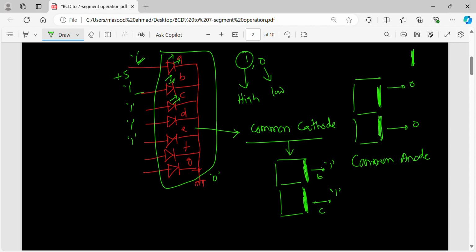If it is common cathode, give the logic high input to make any segment go high. Okay. Now what are we looking for? BCD to 7 segment display. Okay. BCD to 7 segment display.